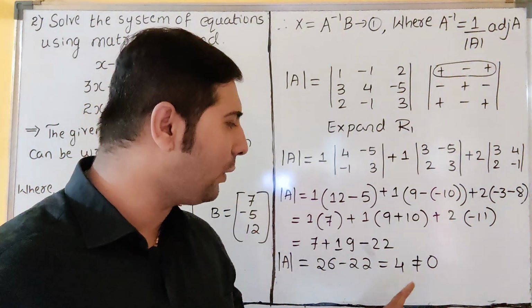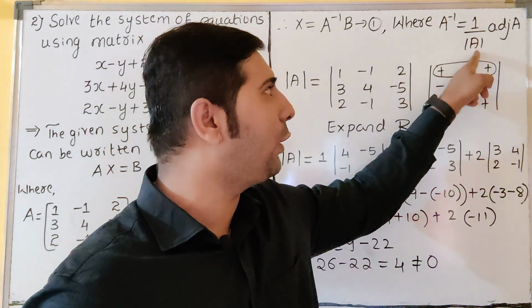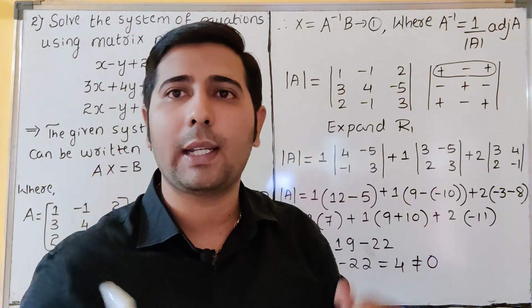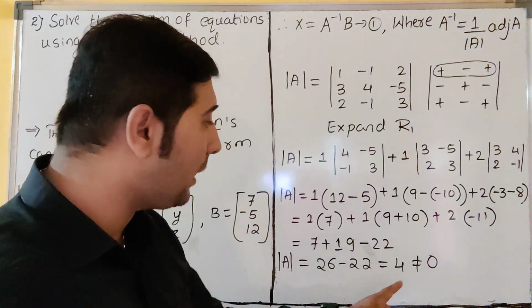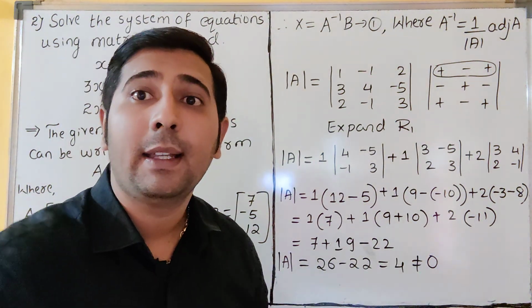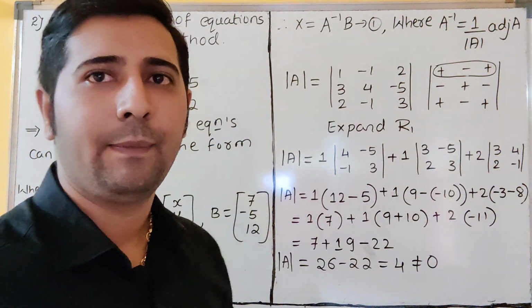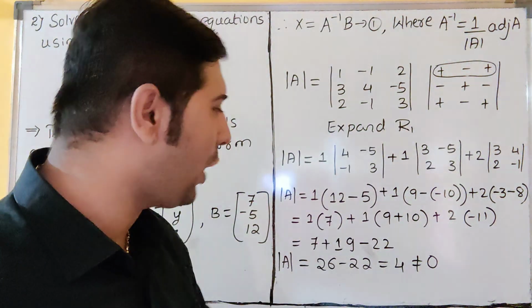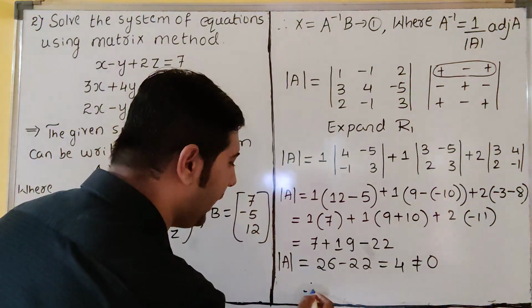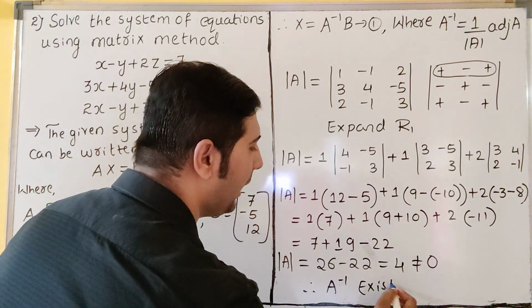Why am I writing not equal to 0? If the determinant value becomes 0, then 1 by 0 is what? Not defined or not? Not defined means A inverse does not exist. Got it? Here, 4 is not equal to 0. If it is not equal to 0, it means A inverse exists, dear students. A inverse exists because it is not equal to 0. I hope it is clear. Therefore, A inverse exists. Understood?